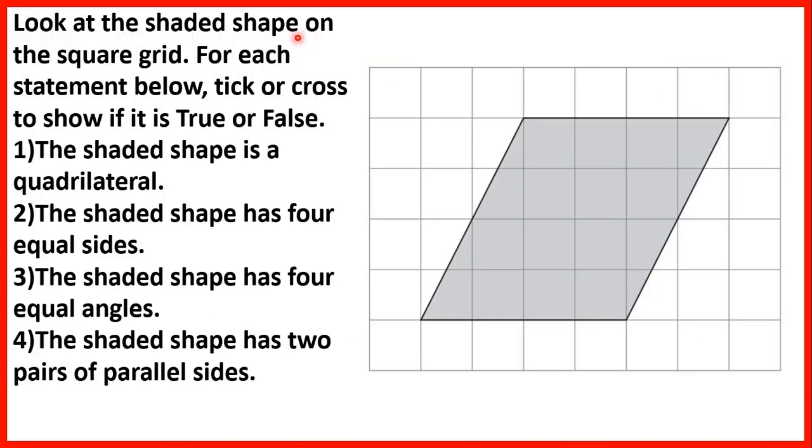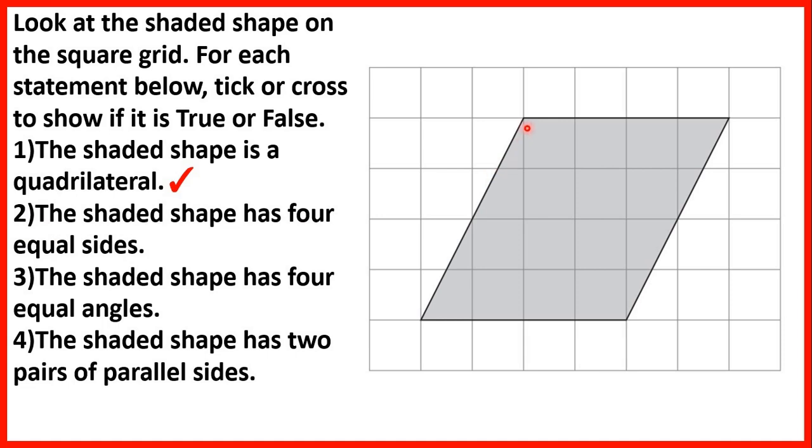Look at the shaded shape on the square grid. For each statement below, tick or cross to show if it is true or false. First, the shaded shape is a quadrilateral. That's true, because we can see that the shape has 4 sides, and any shape with 4 sides is a quadrilateral, because quad means 4. Now, the shaded shape has 4 equal sides.